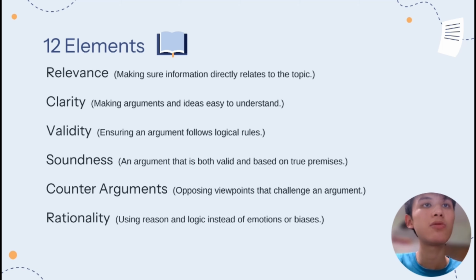Next one is rationality. Rationality is about using reason over emotions. If we argue based on our anger, our fear, our own personal bias, so these decisions may be irrational. So rational thinking requires analyzing facts objectively. So these 12 elements help us to build logical, well-structured arguments so we can avoid weak reasoning.